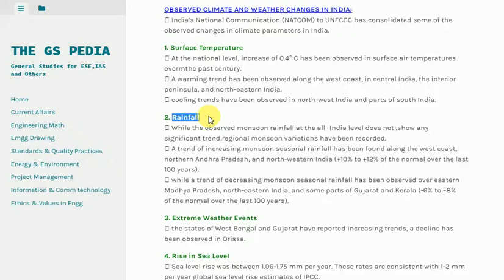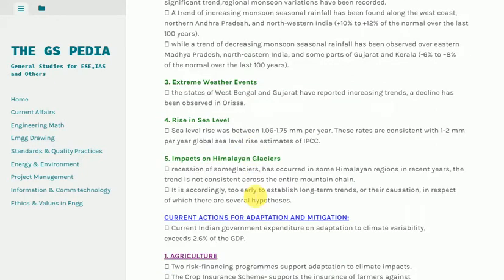3. Extreme weather events. The states of West Bengal and Gujarat have reported increasing trends. A decline has been observed in Orissa. 4. Rise in sea level. Sea level rise was between 1.06 and 1.75 millimeters per year. These rates are consistent with the 1 to 2 millimeters per year global sea level rise estimates of the IPCC.